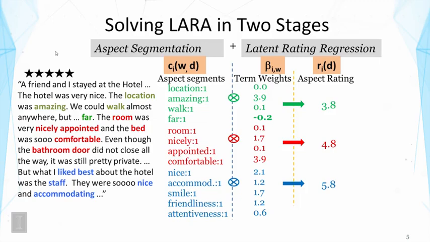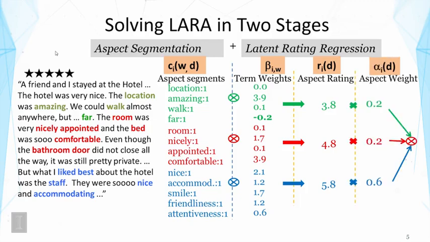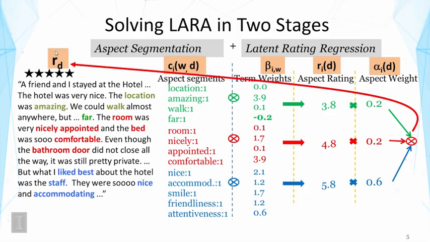In the second step, we're going to assume that the overall rating is simply a weighted combination of these aspect ratings. So we're going to assume we have aspect weights denoted by alpha sub I of D. And this will be used to take a weighted average of the aspect ratings, which are denoted by R sub I of D. And we're going to assume the overall rating is simply a weighted average of these aspect ratings. So this setup allows us to predict the overall rating based on the observed word frequencies.